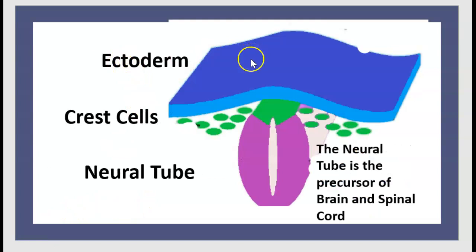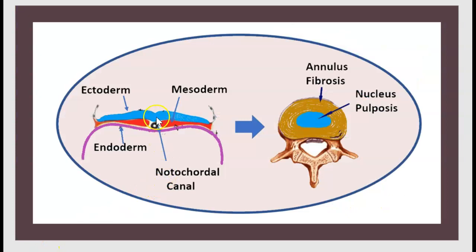Ectoderm, neural tube, and crest cells. The neural tube is the precursor of the brain and spinal cord. The notochordal canal is the precursor of the nucleus pulposus in the vertebra.